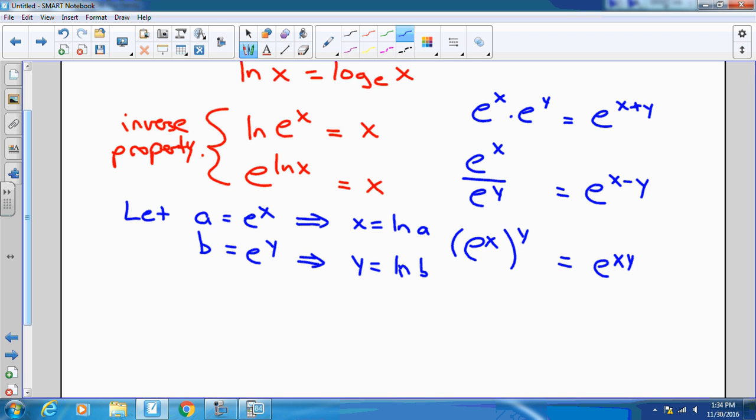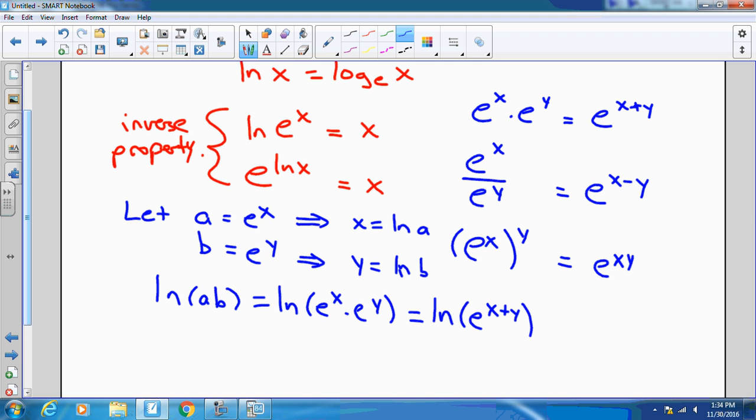I'm going to start with the log of AB, the log of a product. And if I now do the substitution here, then that will be the same as the log of e to the x and e to the y. Use our exponent rule. Exactly so. And because they are inverses, these cancel, and I get x plus y. But what is x plus y? It is natural log A plus natural log of B.